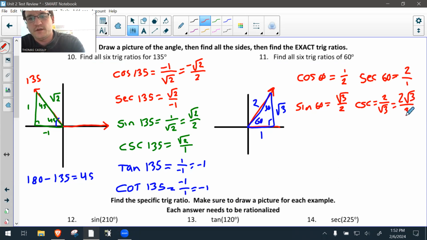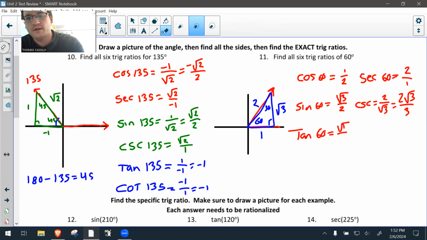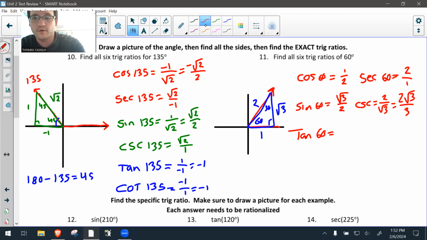And then the last one is the tangent. The tangent of 60 is the square root of 3 over 1. So the cotangent is 1 over the square root of 3, which is square root of 3 over 3. And that one's finished.